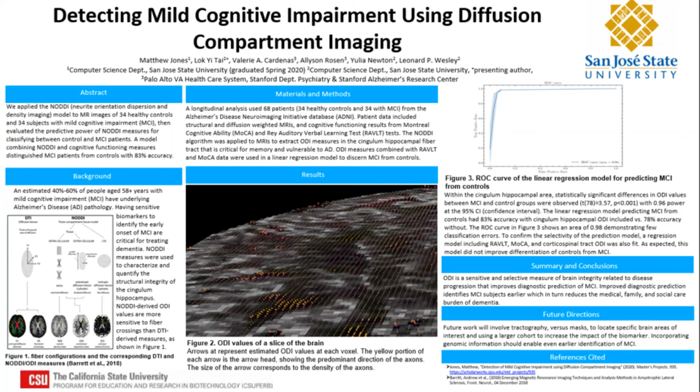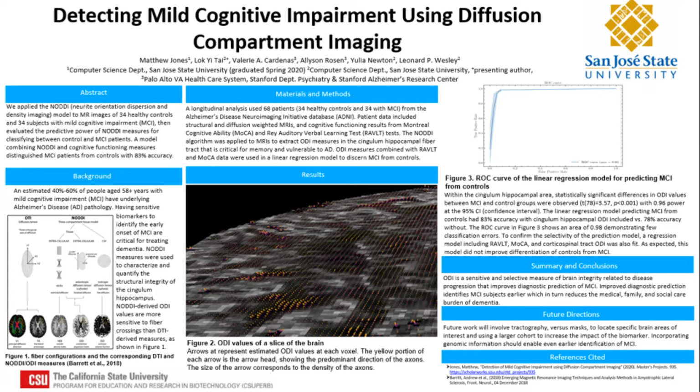Mild cognitive impairment, MCI, is a stage between the expected cognitive decline of normal aging and more serious decline of dementia. Around half of the MCI patients will transition to Alzheimer's disease. Therefore, it is important to find a biomarker to identify patients in early MCI state so that we can slow down the onset of serious dementia.